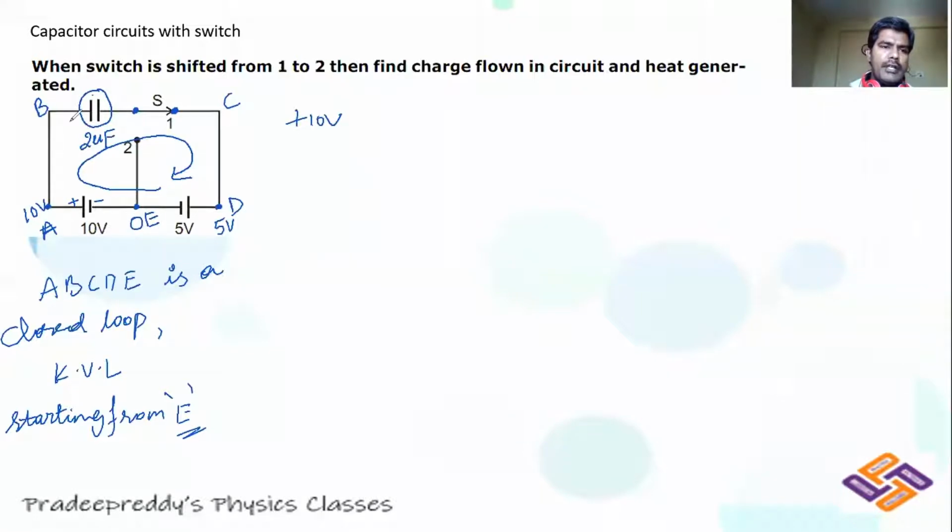And from here you are going to the capacitor. At the capacitor, some voltage is being dropped. That is minus V, which is equal to Q divided by C. C is 2 microfarad. And coming through this switch, you are going from this end, D to E. Therefore, from the positive terminal of the battery, you are entering into the negative terminal. So you will get minus 5 volt is equal to 0. This is KVL. 10 minus 5 is equal to 5. 5 volt is equal to Q divided by 2 microfarad. Therefore, charge on the capacitor Q will be equal to 10 microcoulomb.